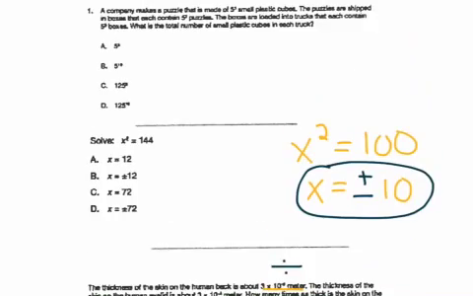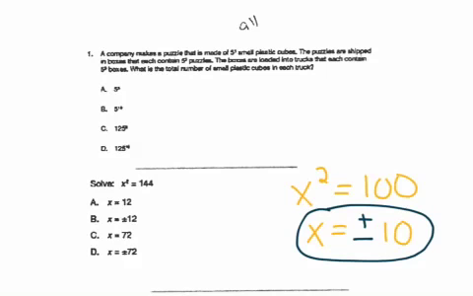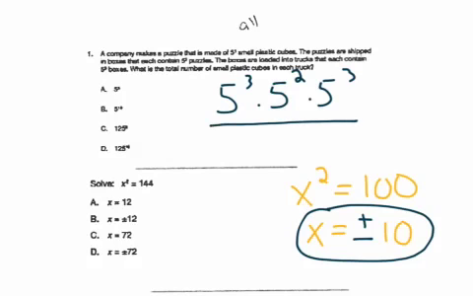In addition, if you needed help with the first one, what is the total number of small plastic cubes in each truck? For this one, give it a shot. Think about if you have 5 to the third small plastic cubes and they're shipped in boxes that contain 5 to the second cubes, so I'm going to multiply those together, and they're loaded into trucks that contain 5 to the third boxes. What I need you to do is follow the rules for multiplication with the same base.